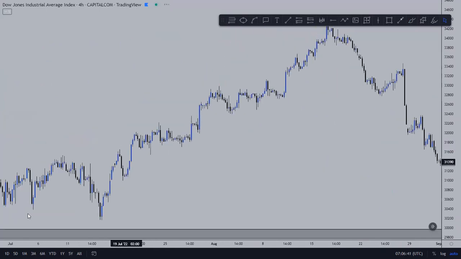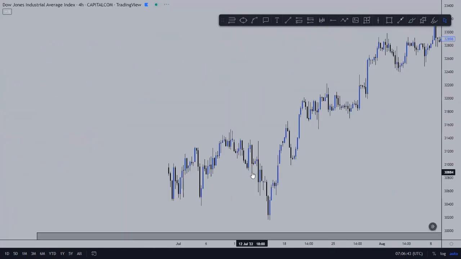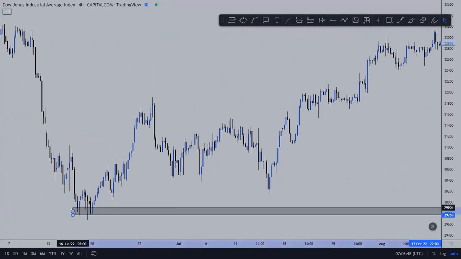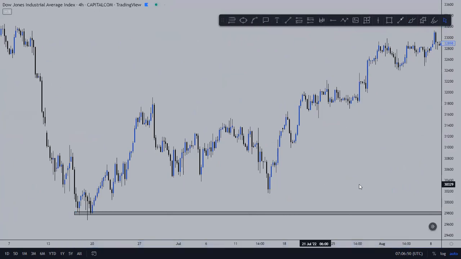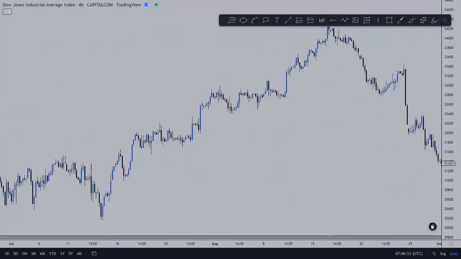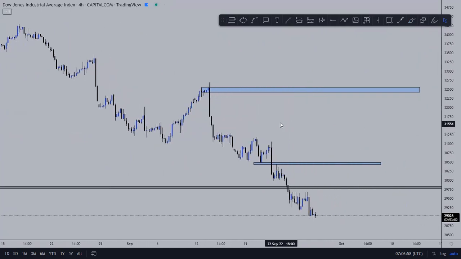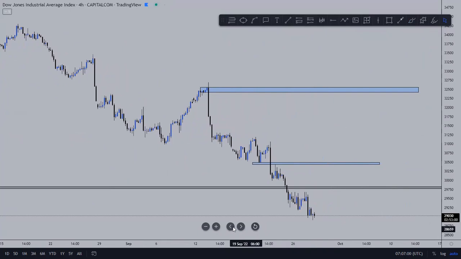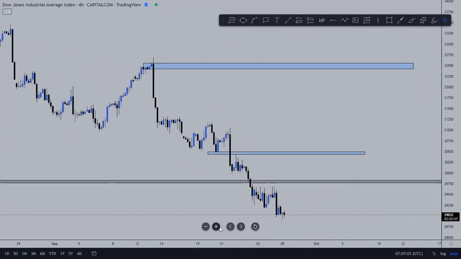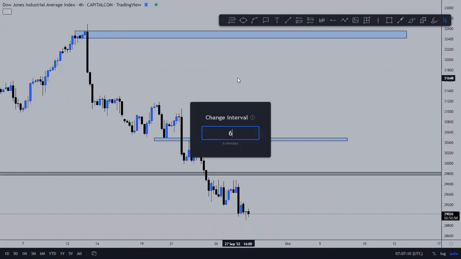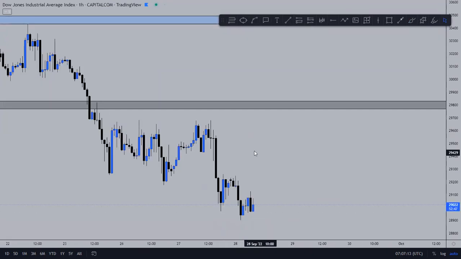So this is the resistance on the 4-hour. Resistance here. Let me just refine it, just like this. Like that. Right. 4-hour, 1 hour. You can already see that we are going down.